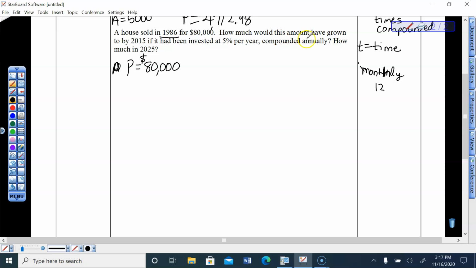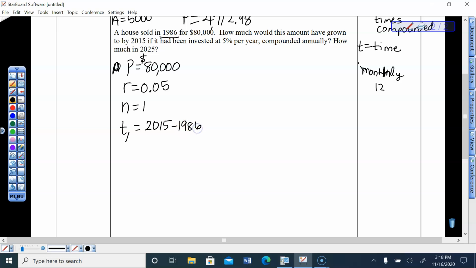How much would this amount have grown to? We have a rate of 5%, so let's convert that to a decimal. The number of times compounded here is annually, so that means it's compounding once a year. And then we have some times here. We're just going to consider 1986 as year 0, basically, or how much time has passed. So let's do time 1. That would be 2015 minus 1986.